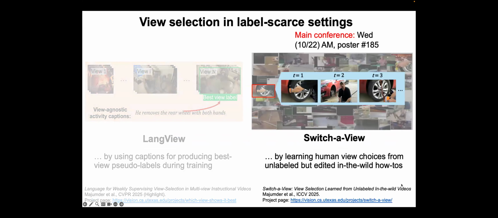All right, let's now dive into the details of our second method, SwitcherView. At a high level, this method relaxes the assumption of access to multi-view videos and instead uses edited single-view videos for learning view selection. In LangView, we learn view selection in the absence of best view labels. In contrast, in this work, our goal is to learn view selection with limited labels.